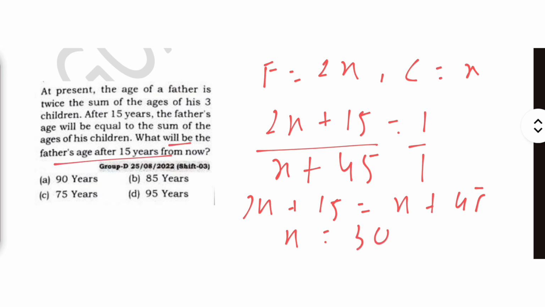What will be the father's age 15 years from now? Okay, what is the present age of the father now? 2 times 30 is 60, and plus 15 gives you how much? 75. Simple.